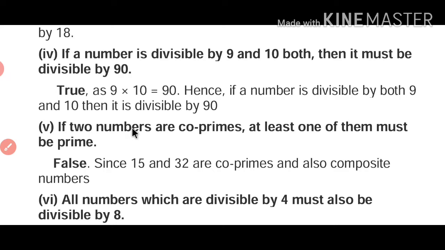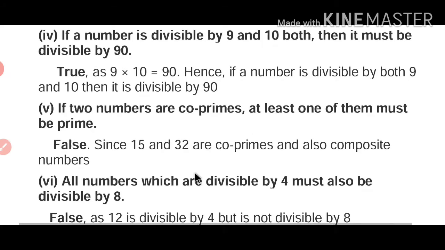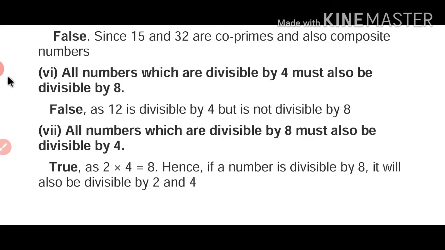So they ask that if two numbers are co-prime, at least one of them must be prime, but it is false. Both can be composite also, both can be prime also. Sixth one, all numbers which are divisible by 4 must also be divisible by 8. Here we have to take a number which is divisible by 4 and check whether it is divisible by 8 or not.